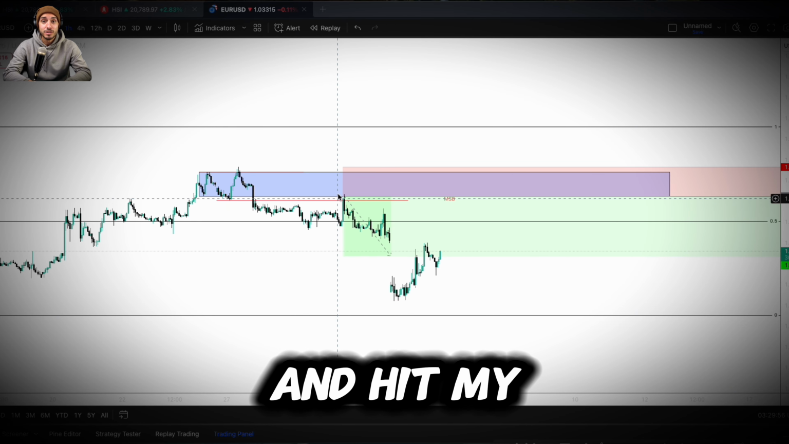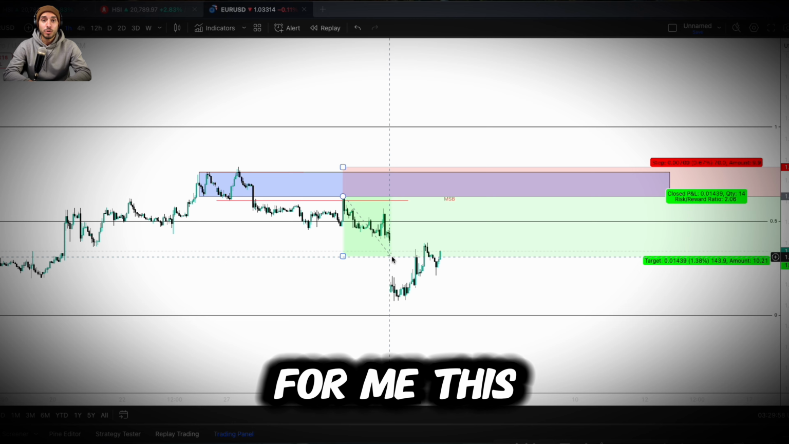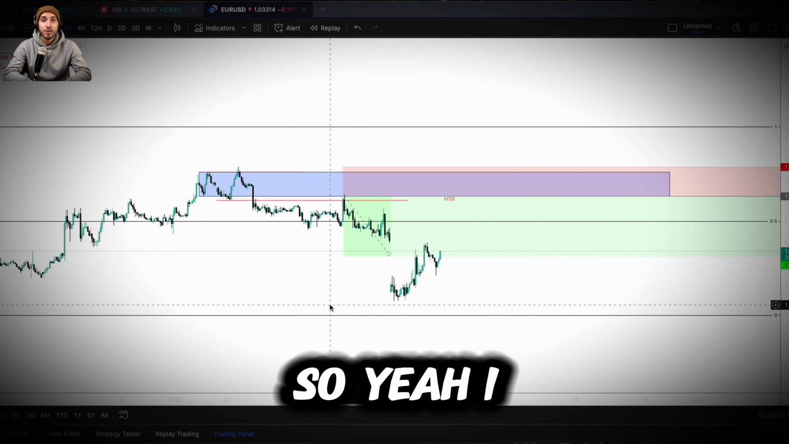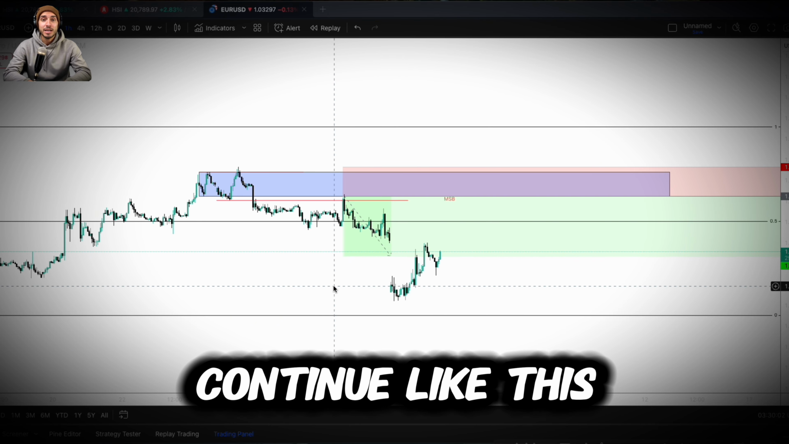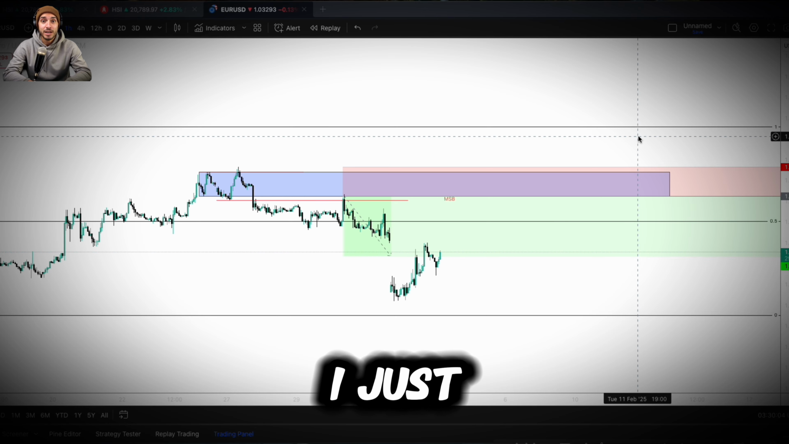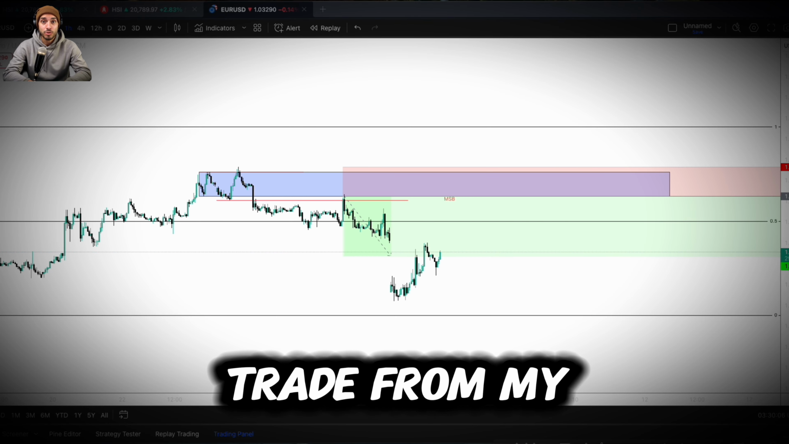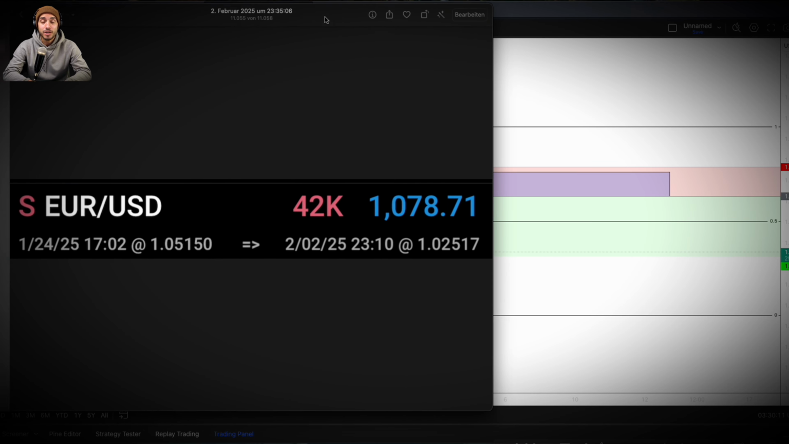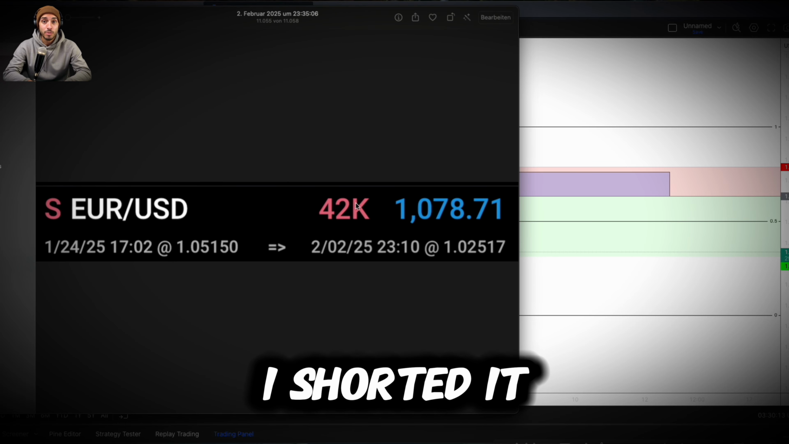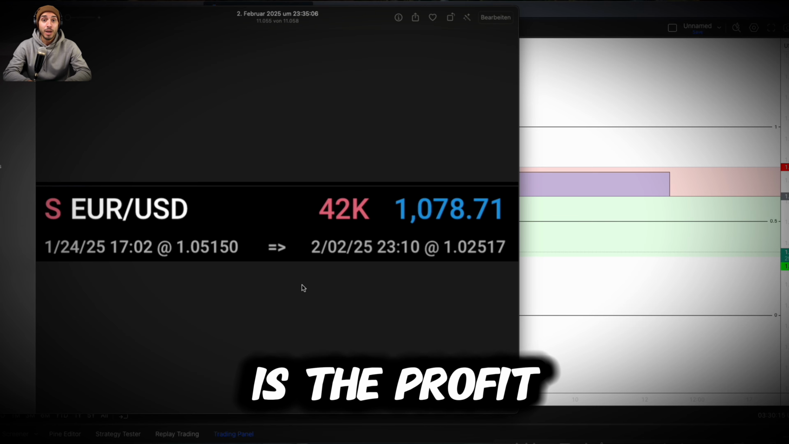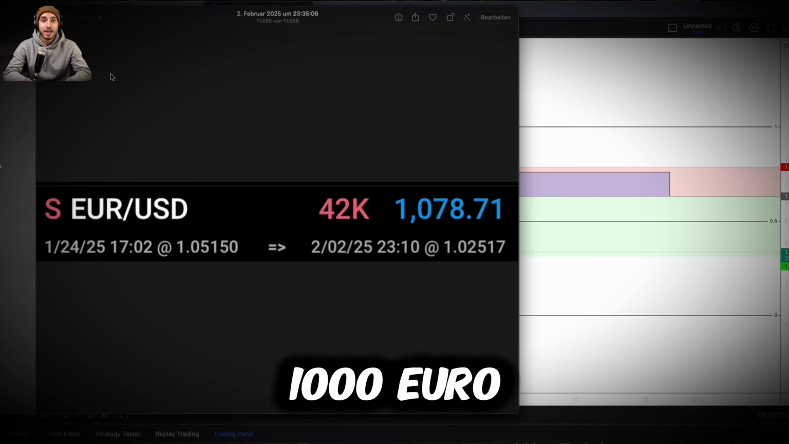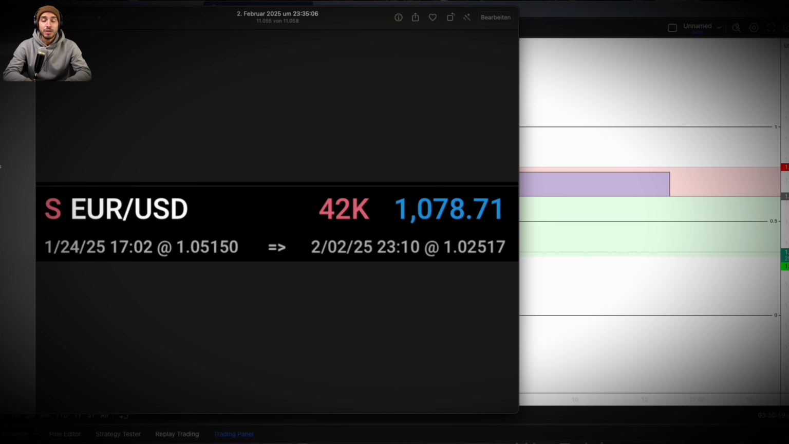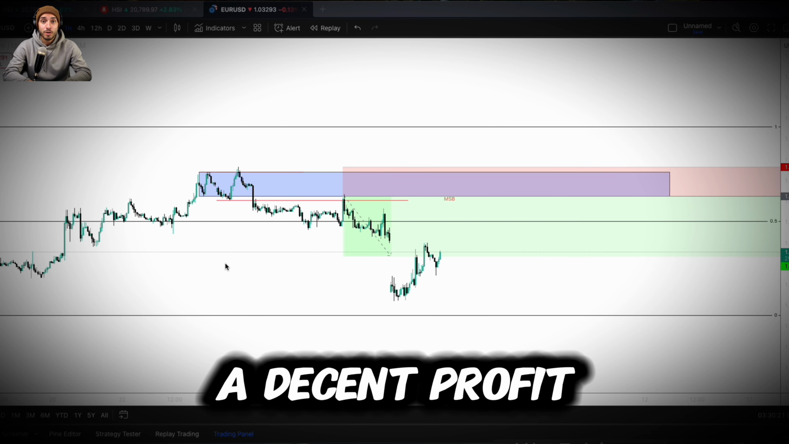Price broke down and hit my 1,000 euro, the biggest trade for me this year so far. So I hope we will continue like this. And so that you don't think I'm just talking here, here's the actual trade from my broker. Here you can see 42 EUR worth of EUR USD. I shorted it, and here is the profit. It's a little bit more than 1,000 euro. Together with the last trade from oil, it's a decent profit so far.